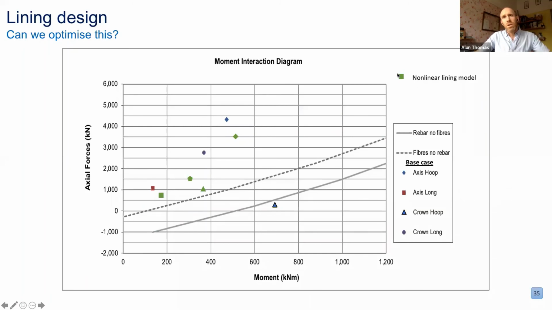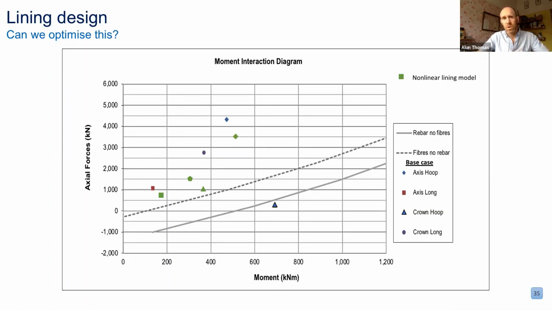If we look at the nonlinear model, so changing from a linear elastic model for the sprayed concrete lining to a nonlinear elastic, there's a substantial change to the loads. And that would suggest that we could have thinner, less heavily reinforced linings. So these are results based on the 800 thick lining.